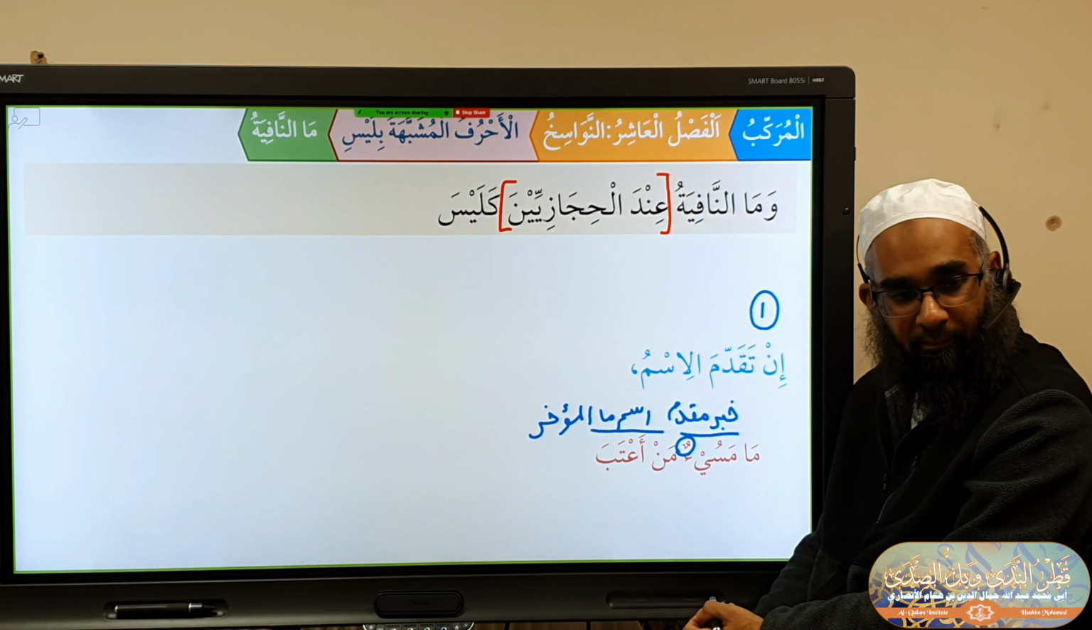Yes? That's one condition. The next condition is that the ism should not be preceded, meaning before the ism we must not have any of the following. Number one, there should be no in za'ida before the ism. If there's an in za'ida before the ism, there will be no amal. For example, it's part of a poem. Again, it's not that important for us.